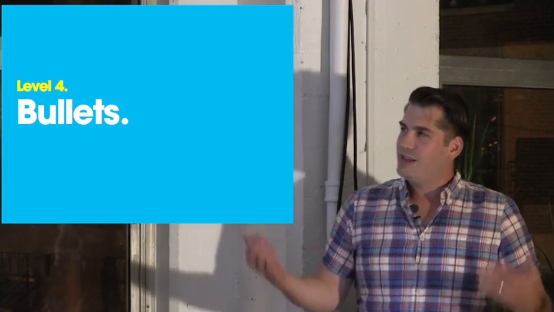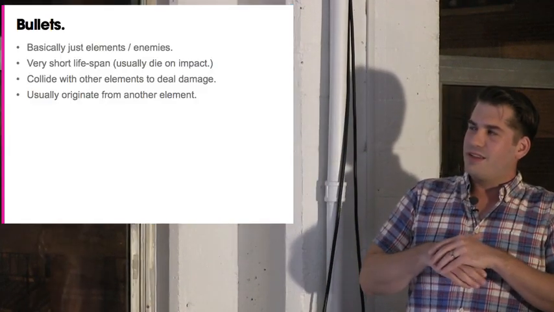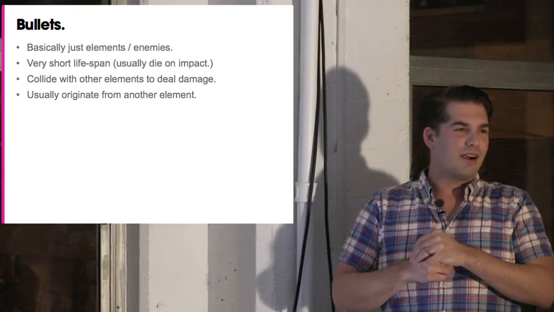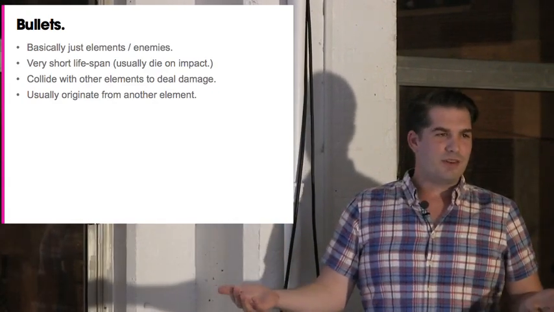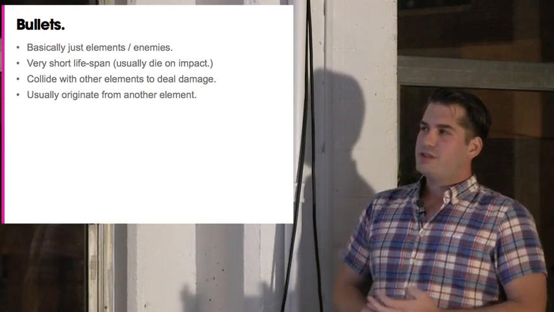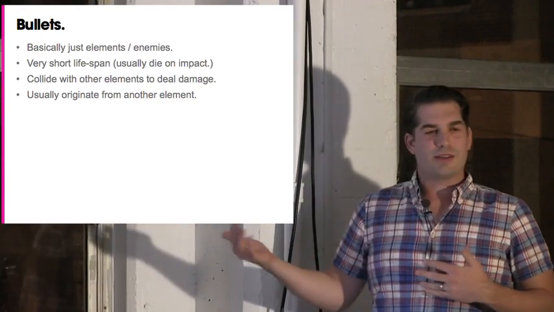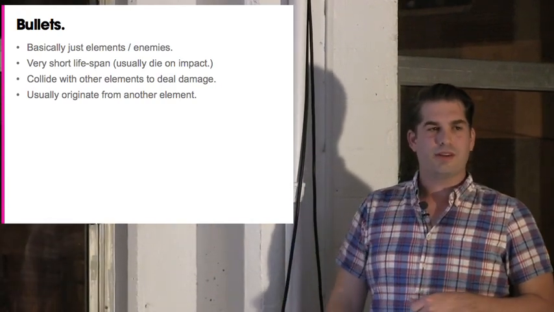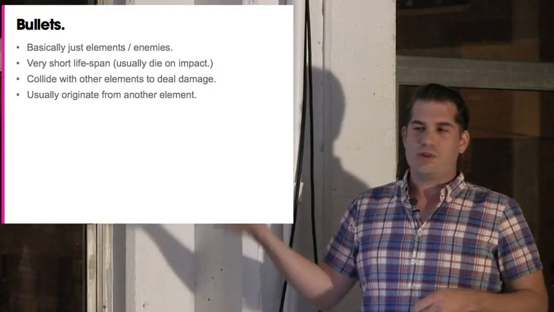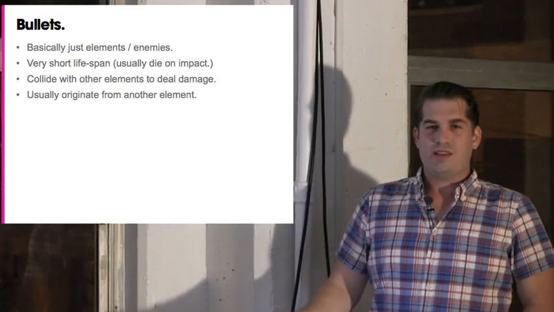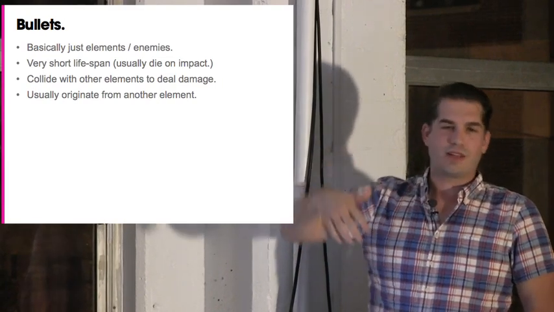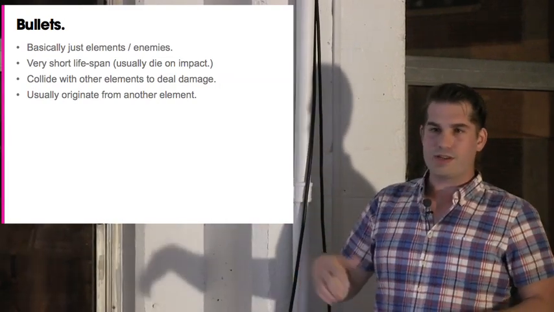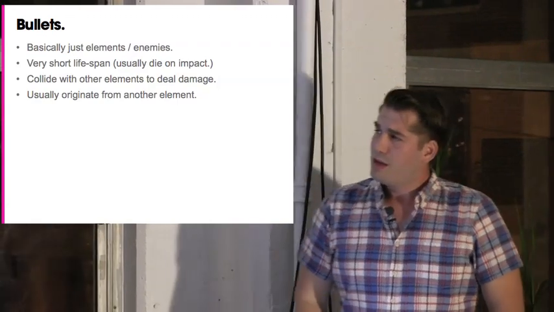Okay, next, let's add some bullets to the game. A bullet is basically another element, similar to your avatar and similar to an enemy on the screen. It usually has a really short lifespan, and it would collide with other elements on the screen to deal damage to them. Really, the difference between an enemy that runs towards the character and a bullet that flies toward the character is not that big as far as how you program it.